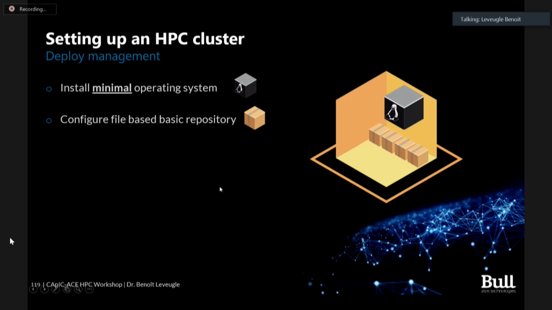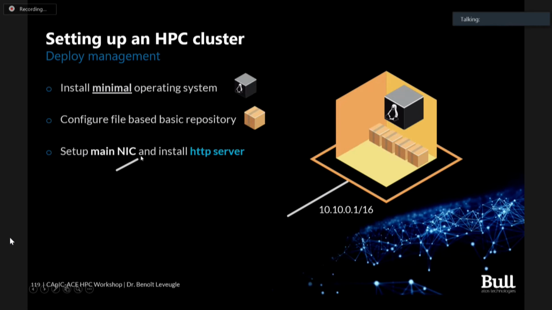So once you have configured the repository, you set up the main interface over the network. NIC is for Network Interface Controller. So you set up the NIC interface and say, okay, my management node is going to have IP address 10.10.0.1 with a subnet of 16.